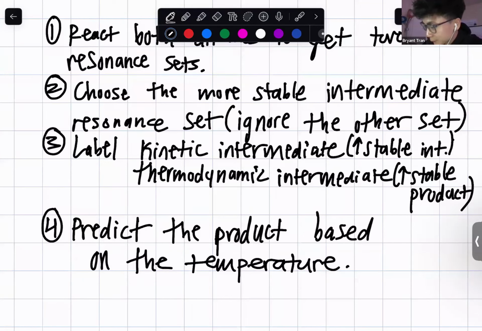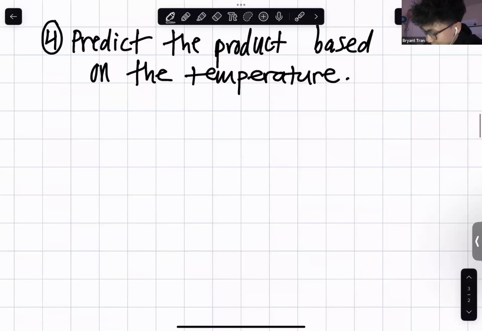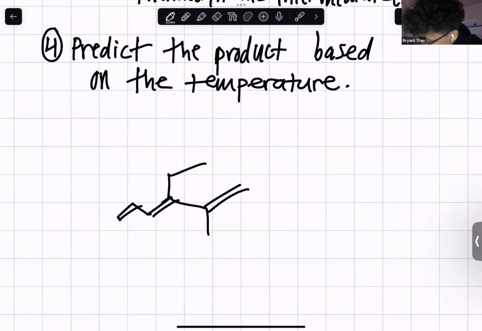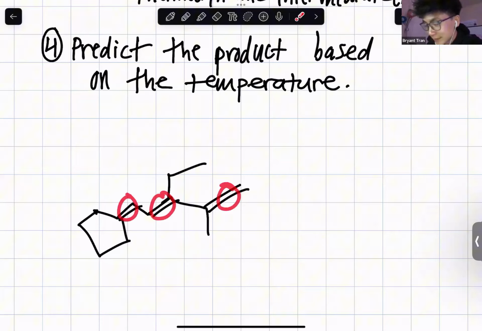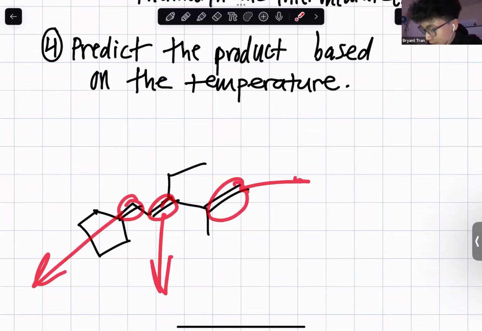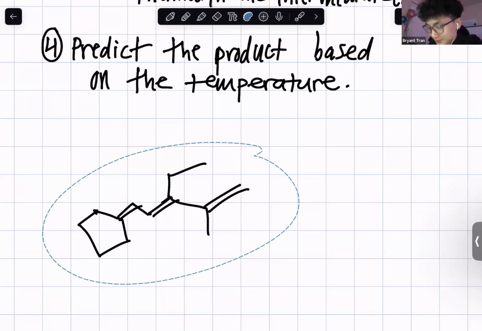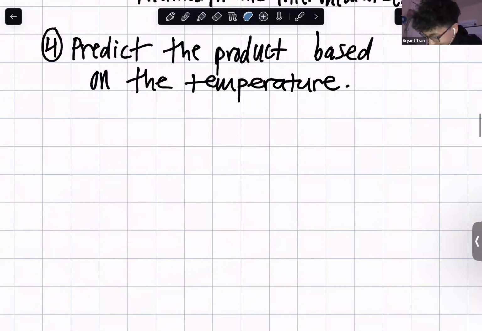If you had a conjugated system with 3 alkenes instead of 2, to get the resonance sets you would have to react every single alkene, 3 alkenes to get 3 resonance sets. This will give you one resonance set, this will give you another, and that will give you another. But that is too tedious, so I don't think you'll be tested on that.